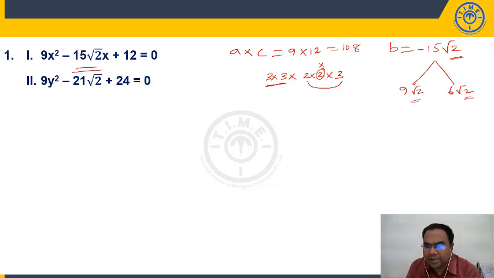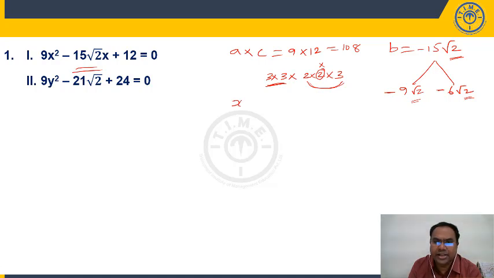So 1, 2, I am writing it as root 2 and root 2, because when we multiply root 2 and root 2, we are getting 2. So we should get 15. So 3 into 3, 9, 2 into 3, 6, 9 root 2, 6 root 2. But we should get minus 15 root 2. Minus 9 root 2 minus 6 root 2. Minus 9 root 2 minus 6 root 2 is minus 15 root 2. Minus into minus is plus, we will get 108.